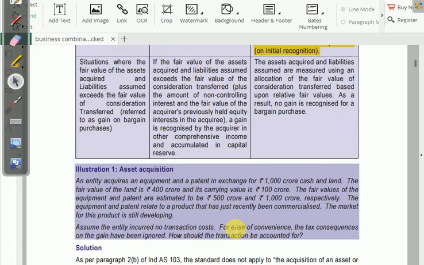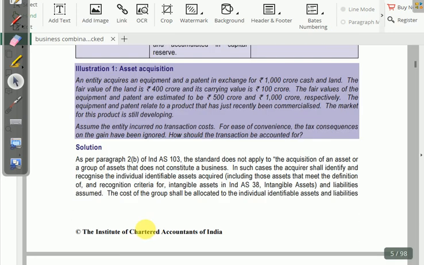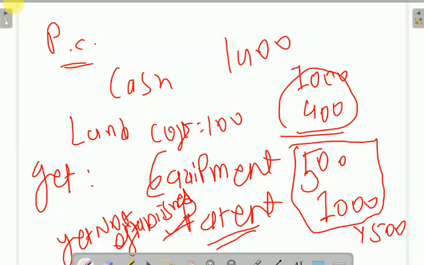Now see the answer. As per para 2b, Ind AS 103, the standard does not apply to the acquisition of an asset or a group of assets that does not constitute a business. See, we are here acquiring just one or two standalone assets. We are not acquiring the whole business. So Ind AS 103 is not applying. Here the word is not purchase consideration, it's just a consideration. We write it just for simplification purposes. We can also erase it. It's a consideration, that is something in return for something.